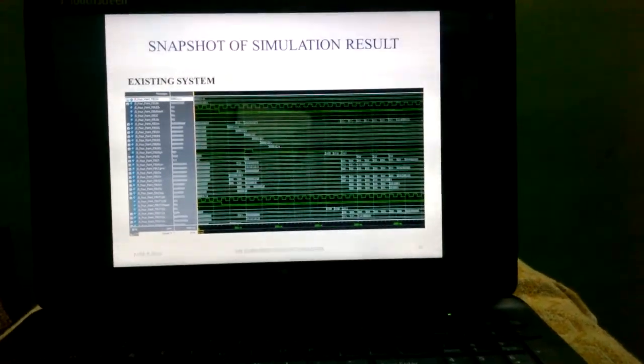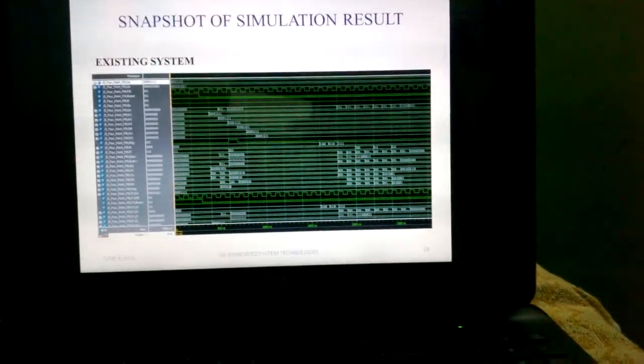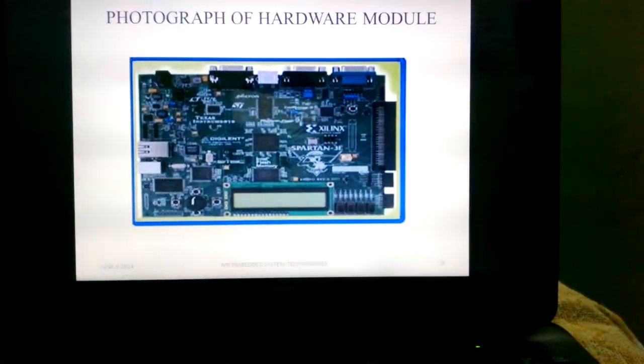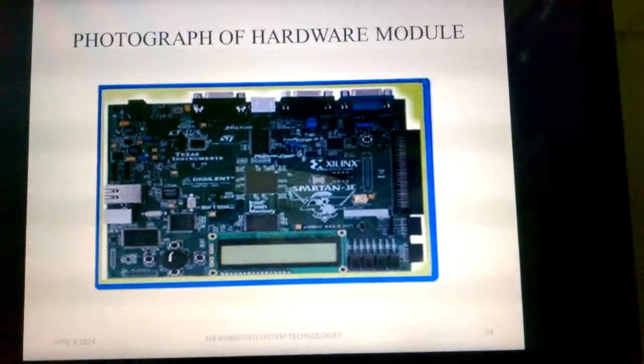These are the simulation results of the existing system. They have been obtained using ModelSim software. This is a photograph of the hardware module which I have used in my project, that is the Partron 3 kit.